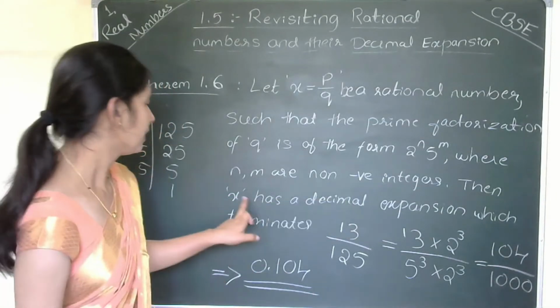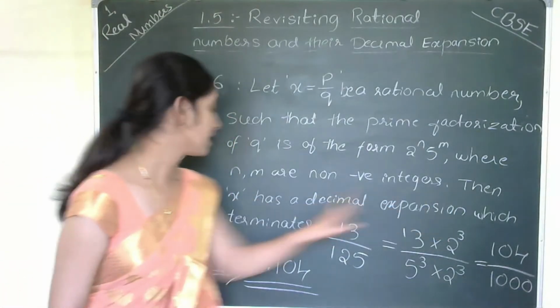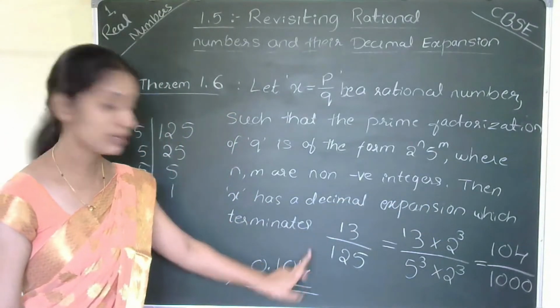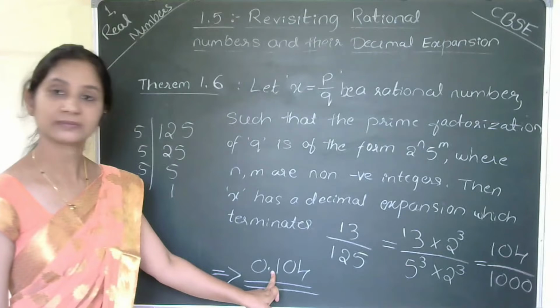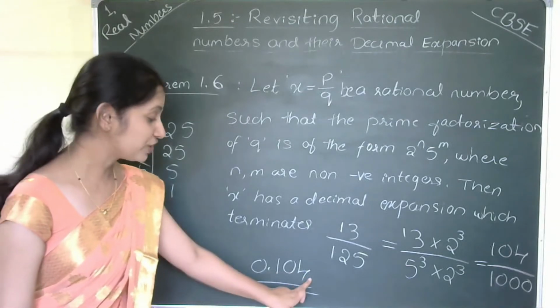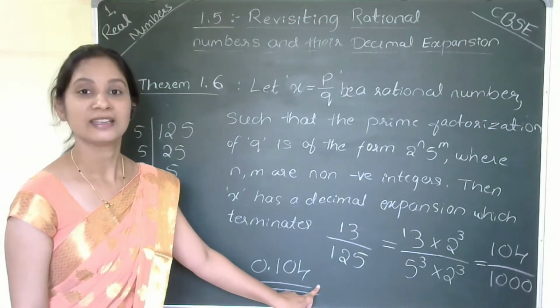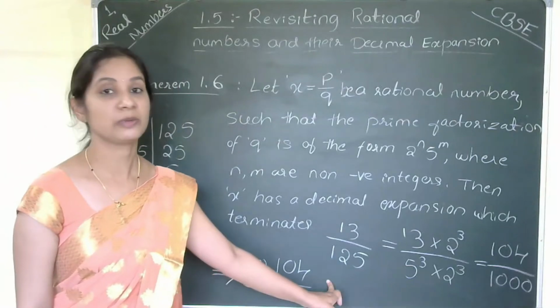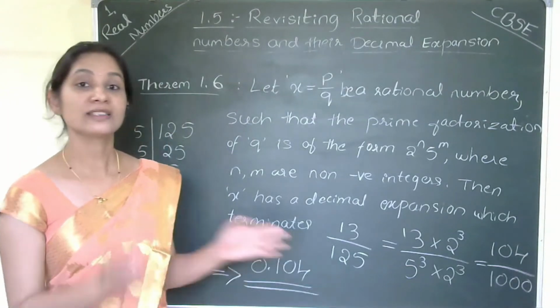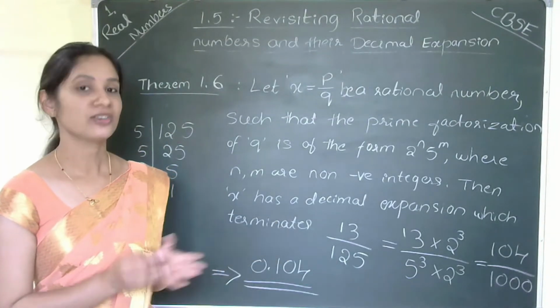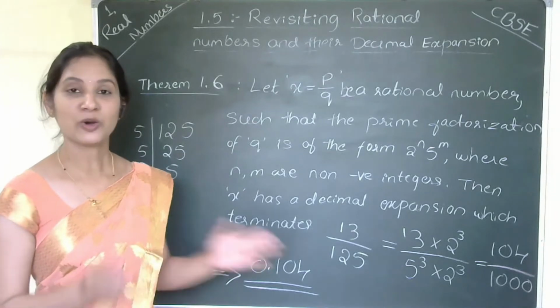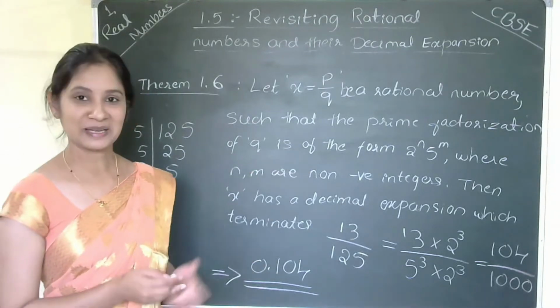That means x has a decimal expansion which terminates. We convert it into decimal form which is terminated. After 4 there will be no value, so it is terminated. This is a rational number. I hope you have understood this theorem.